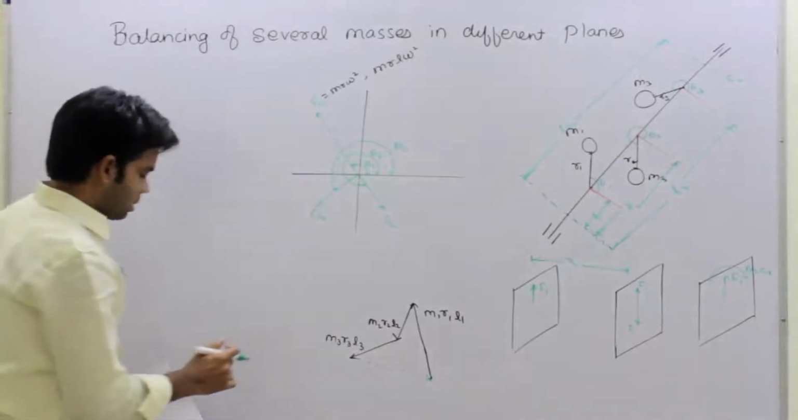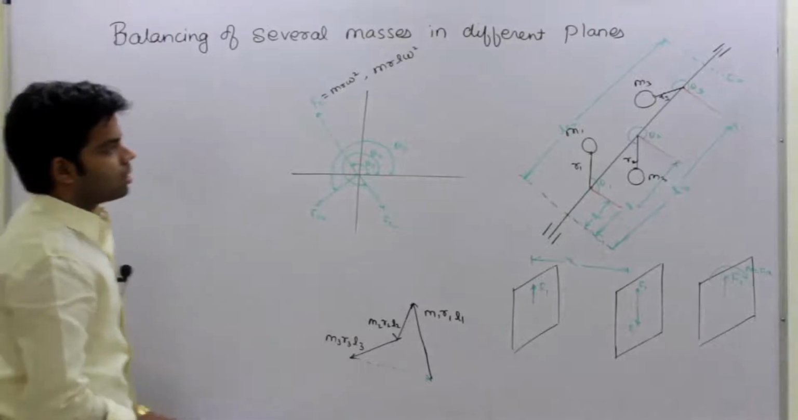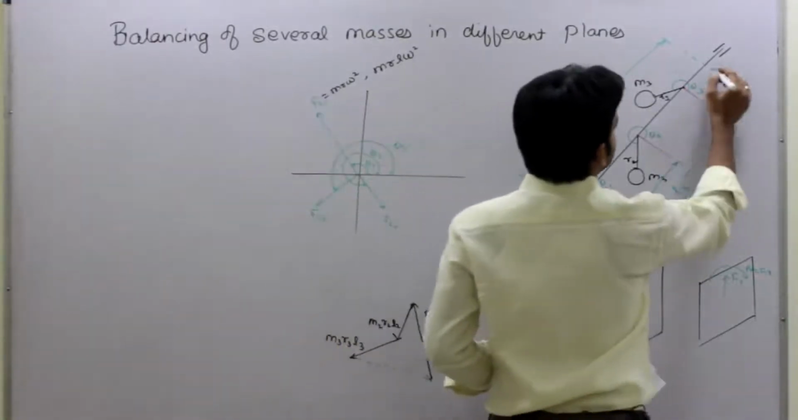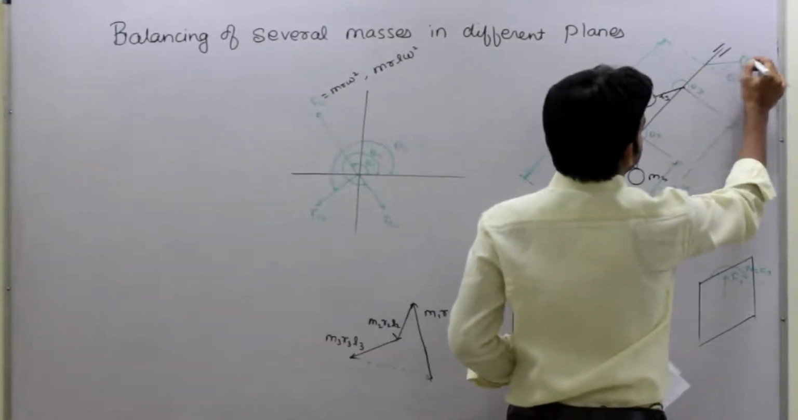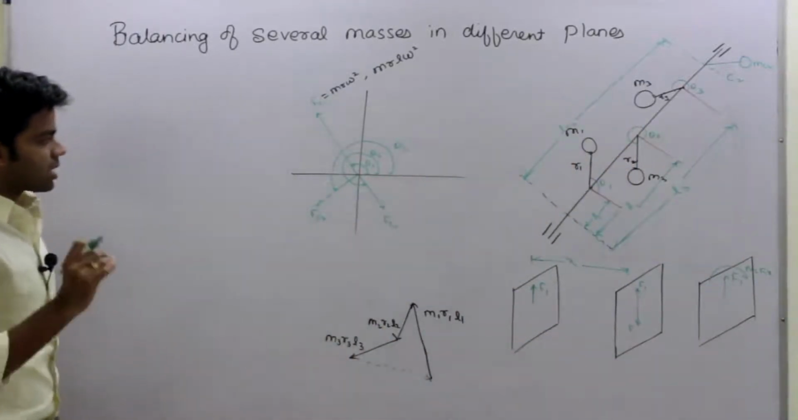Okay, and this will be the direction of the final mass which has to be put on this reference plane C2. Suppose this mass is mc2. Getting this or not? I will explain you again.